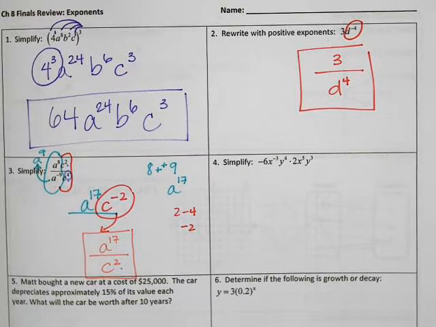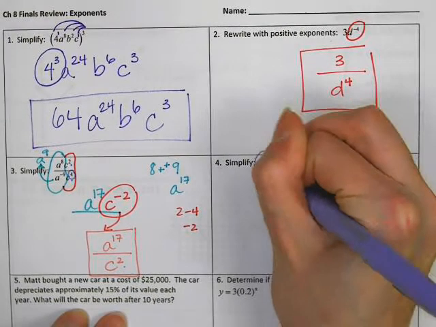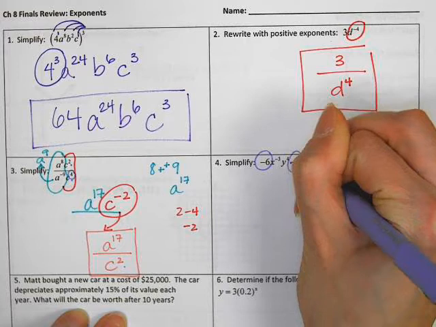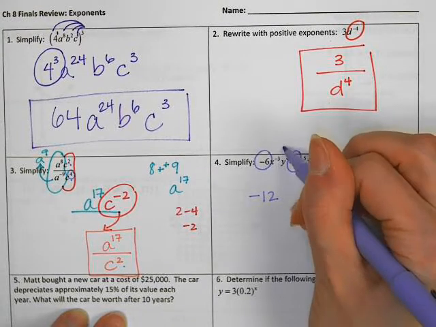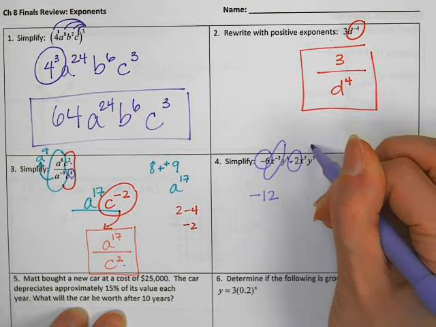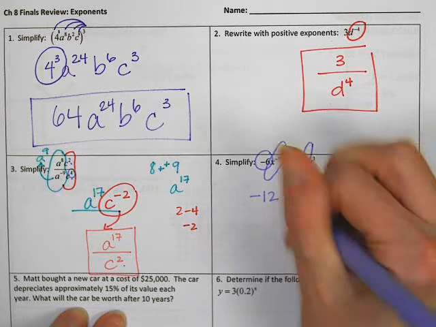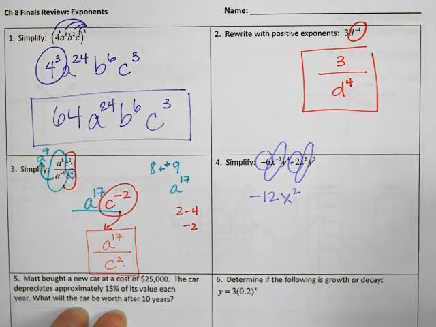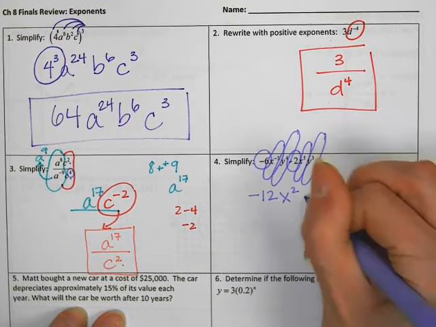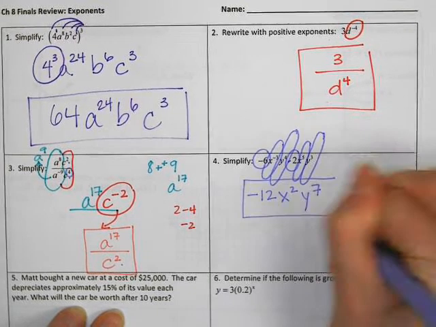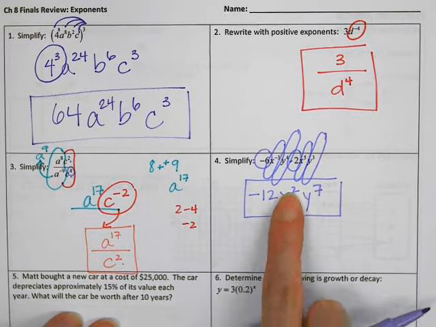There's so many ways. Number 4, if we're multiplying, let's start by multiplying negative 6 times 2. We get negative 12. And then when you're multiplying same bases, you actually add. So if you add negative 3 plus 5, we get x squared. And then if we add the y's, 4 plus 3 is y to the 7th. Now don't drop the negative 12. It's only if your exponent's negative.